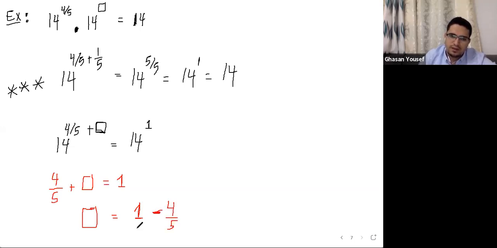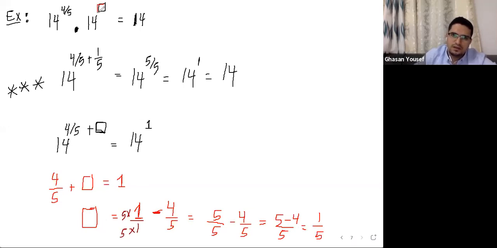And the 1 here is actually 1 over 1. So I have to multiply by 5 to make the denominators equal. Multiplying by 5, multiplying by 5. Now I will get 5 over 5 minus 4 over 5. So 5 minus 4 over 5 is equal to 1 over 5. So the box here should be 1 over 5. So the answer here is 1 over 5.